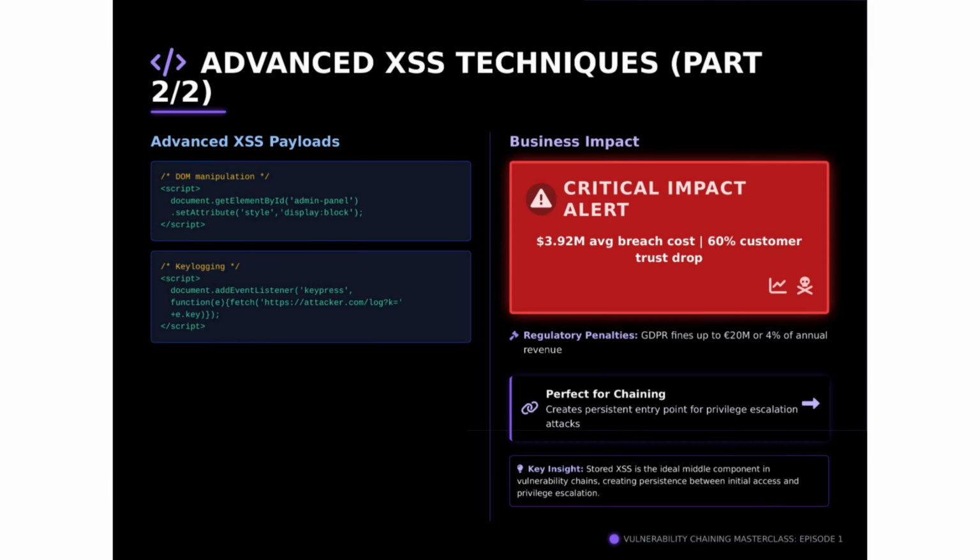Stored XSS can be taken much further. For instance, attackers can manipulate the DOM to expose hidden admin panels, or they can implement keyloggers to capture everything typed in the browser. The business impact? On average, XSS breaches cost $3.9 million, with 60% of companies reporting serious trust issues afterward. It's also perfect for chaining because it gives attackers a stable beachhead for privilege escalation.